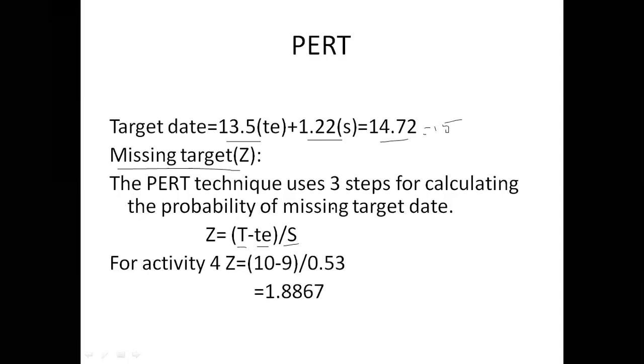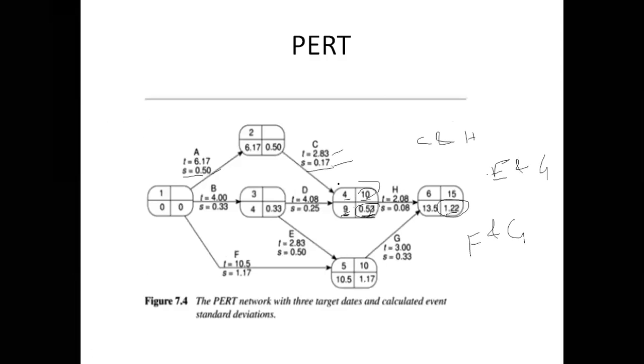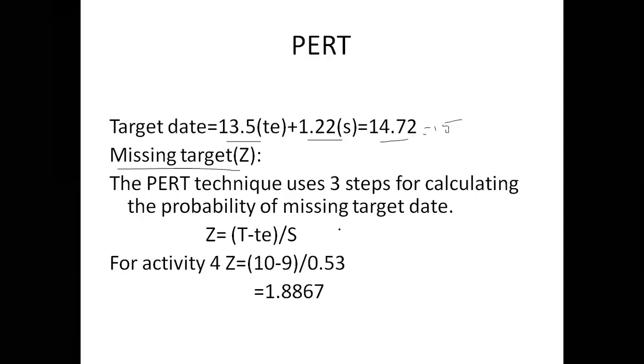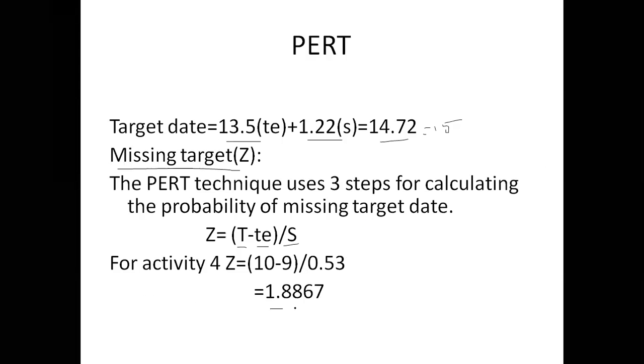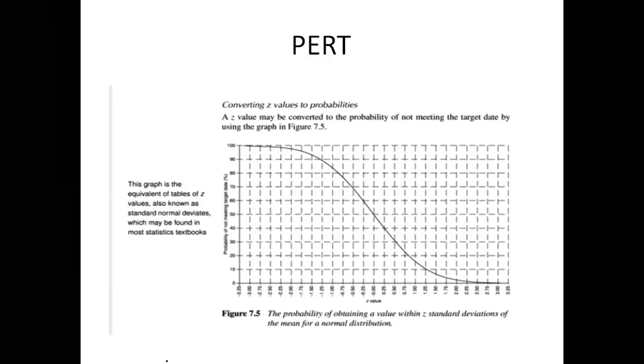So here for activity 4, this is activity 4, this is activity 3, this is activity 2. For activity 4, the target T is 10, and E is 9. So 10 minus 9 divided by 0.53 equals 1.8. That is what we call the missing target Z. Okay, understand?